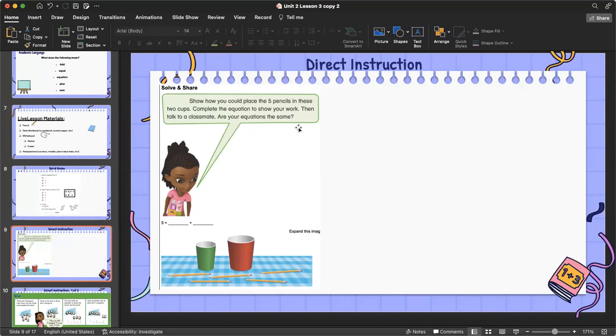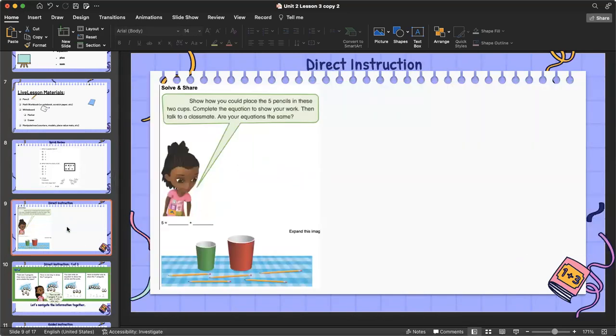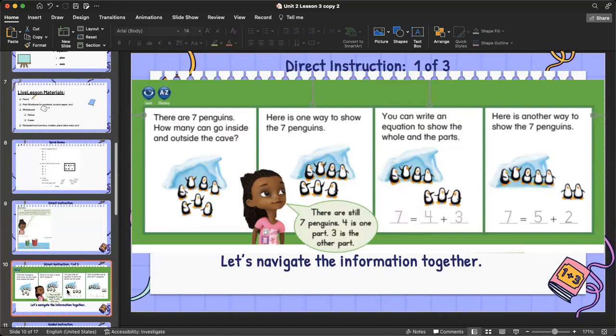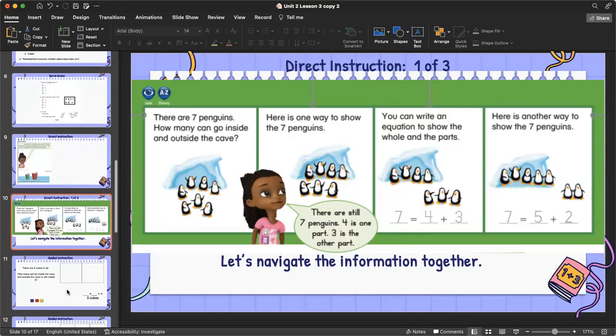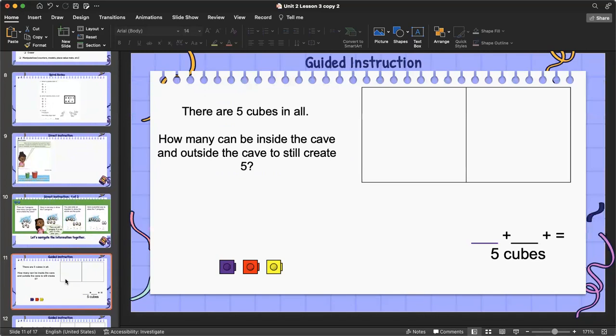Pause the video and you can go through these one at a time. These are going to be from the Envision Math directly, so you don't have to go and look for the pages. So here is page 1. Here is page 2. The guided instruction, these will be problems, so you don't have to go searching for. These give your child extra problems to solve together.